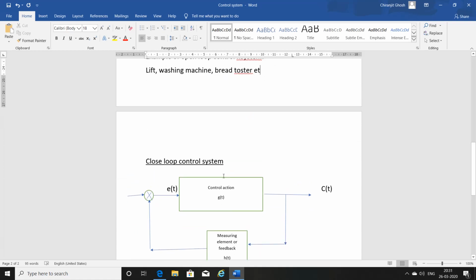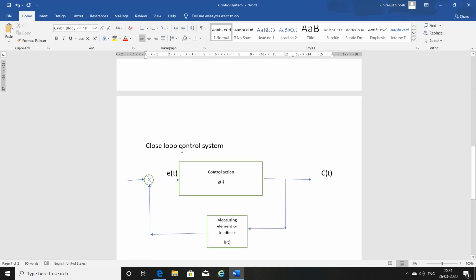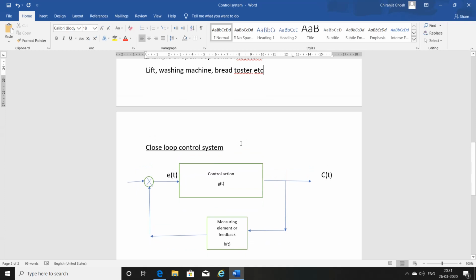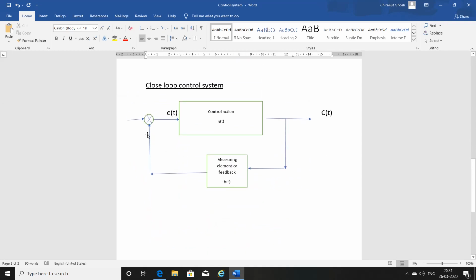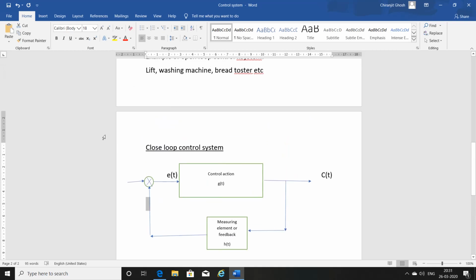This is the closed loop control system. The closed loop control system is a little different from an open loop control system, because here we will see that there is a feedback and there is an error signal. e(t) is the error signal, c(t) is the output signal, and here r(t) is the input signal.